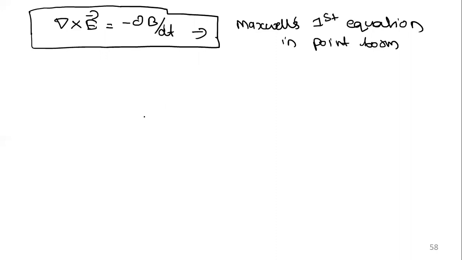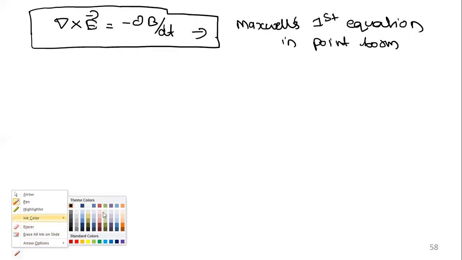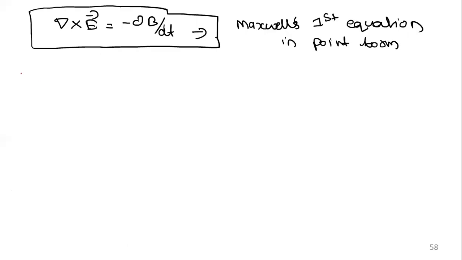Maxwell's modified equation from Faraday's law means this much is required. So that's it. That's over. Now coming to the second session, that is from Ampere's circuit law. So from Faraday's law it's over. Now from Ampere's circuit law.